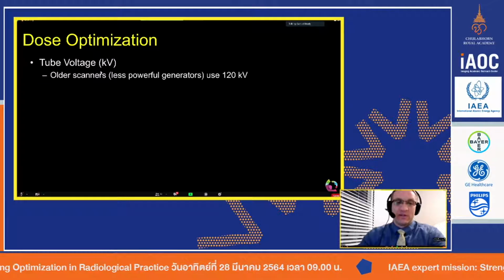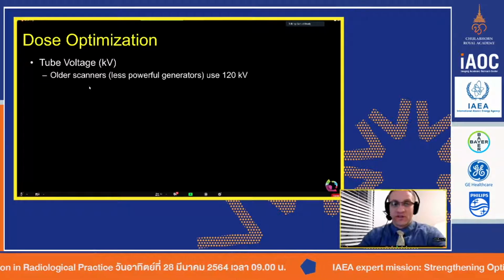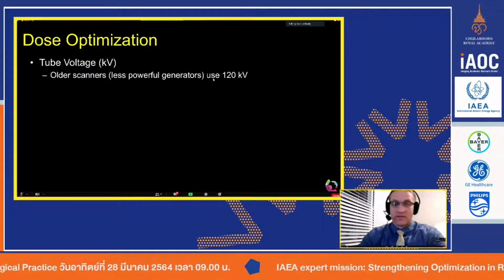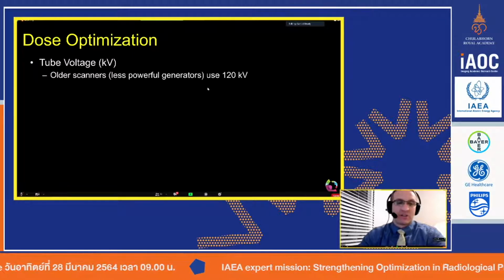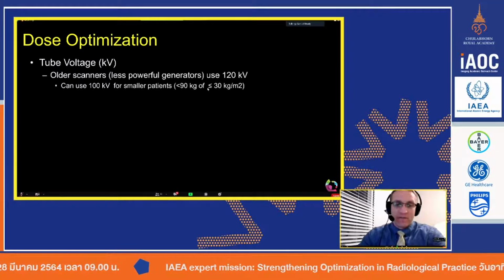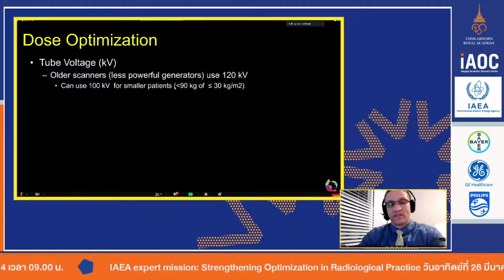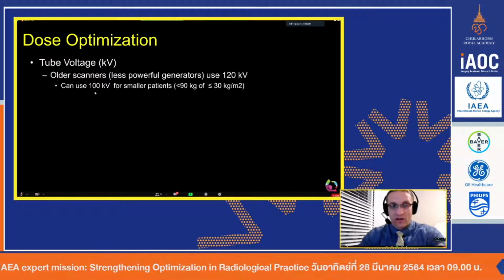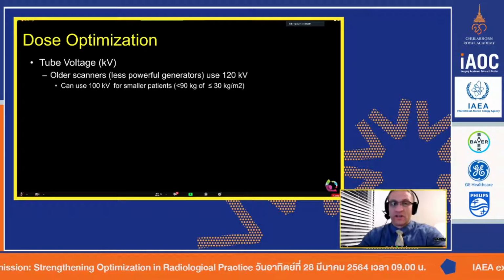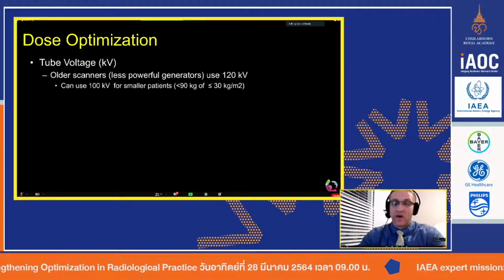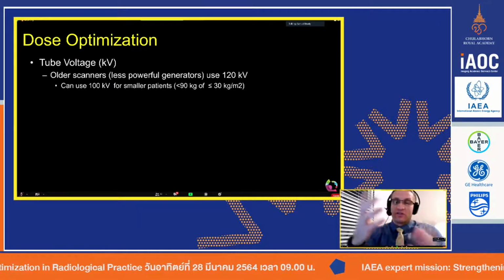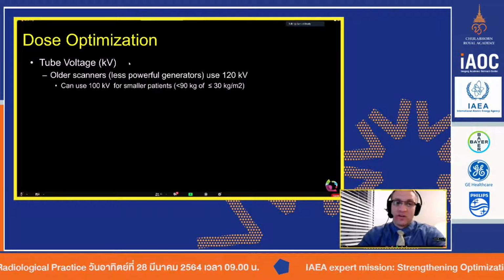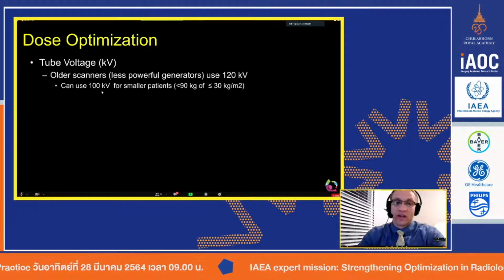Which kV do we use? Well, if you have an older system, you're basically limited to 120 kV. So there's not much to optimize there. But for those systems that have more power and a larger generator, then you can typically use a lower kV, or if your patient's smaller, so you just don't need as much energy, you can do more of your patients at lower kV.